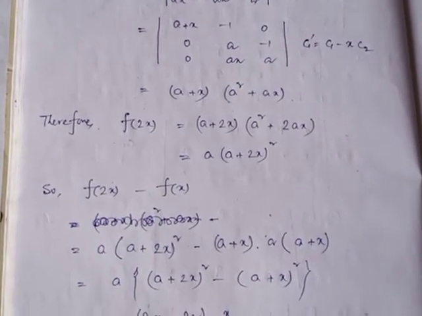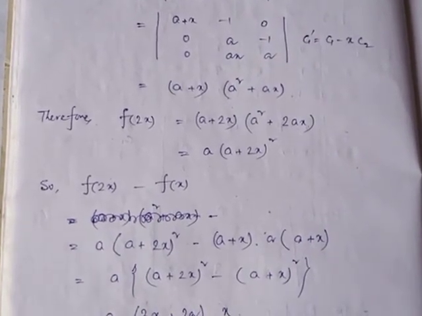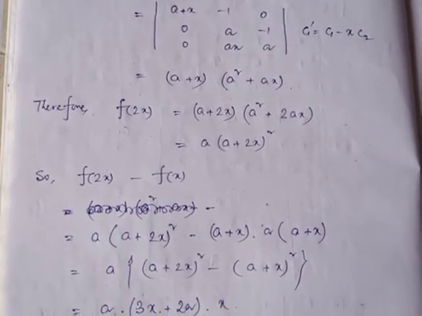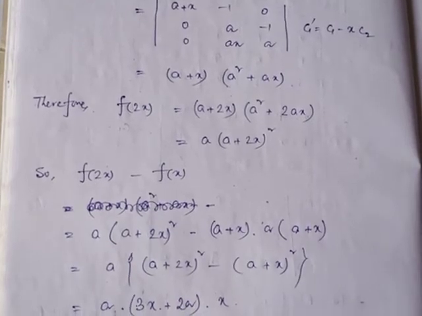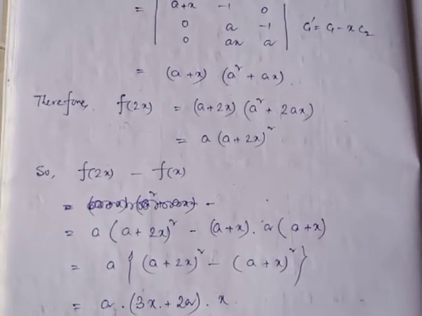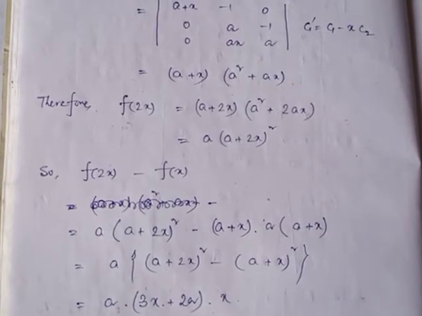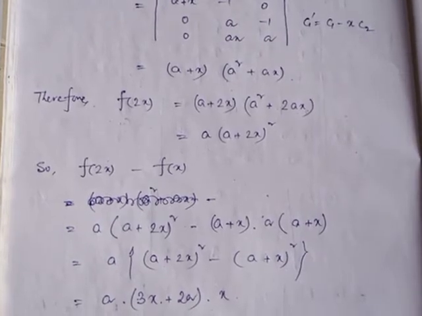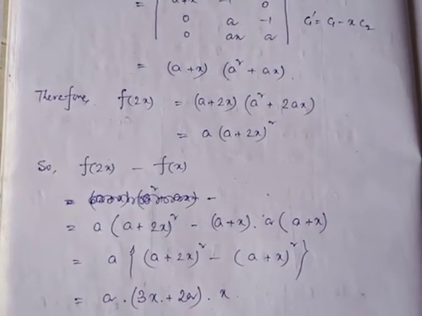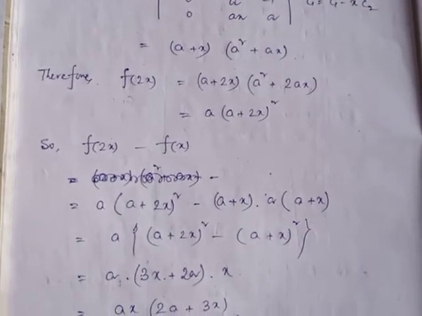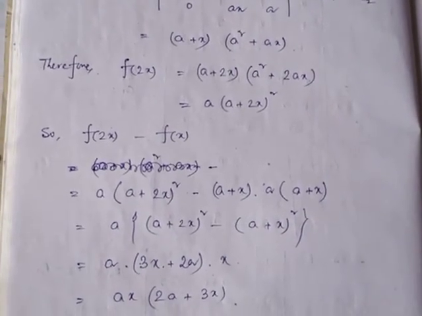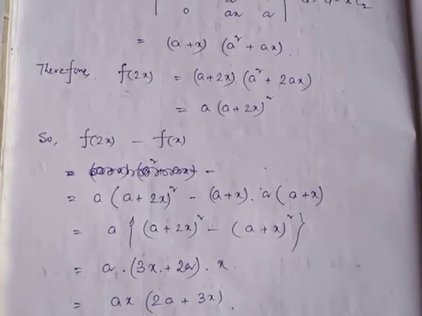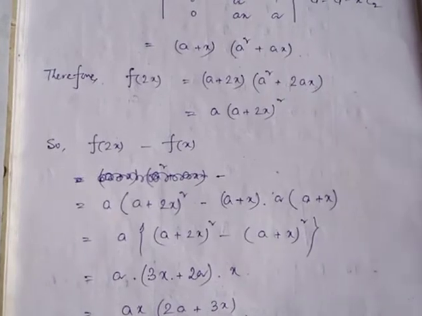So now f(2x) minus f(x) equals a into (a plus 2x) whole square minus a into (a plus x) whole square, that means a into [(a plus 2x) whole square minus (a plus x) whole square]. Applying a square minus b square, we can write ax into (2a plus 3x), which is given in the right side. Note it down, all of you.